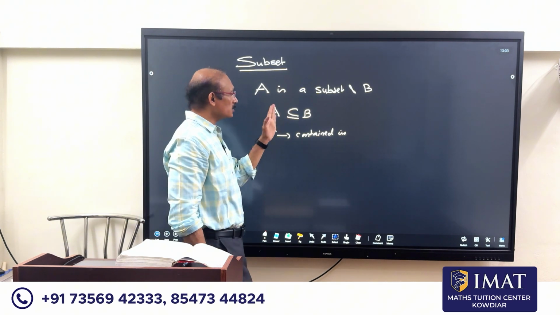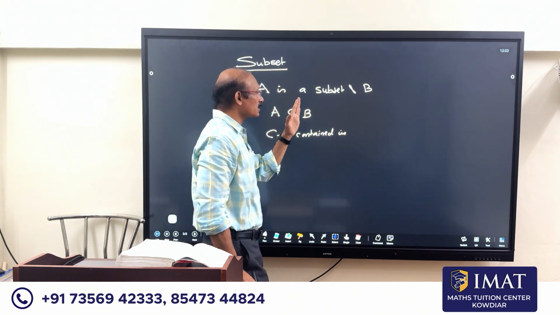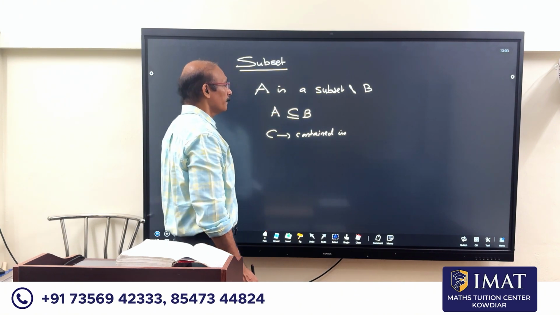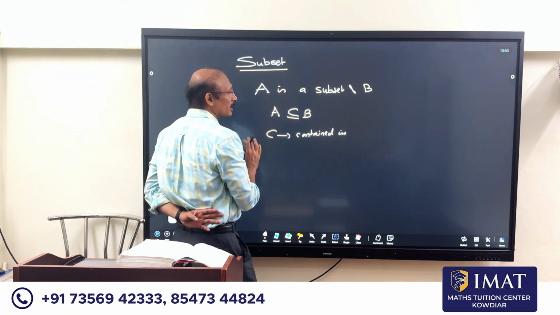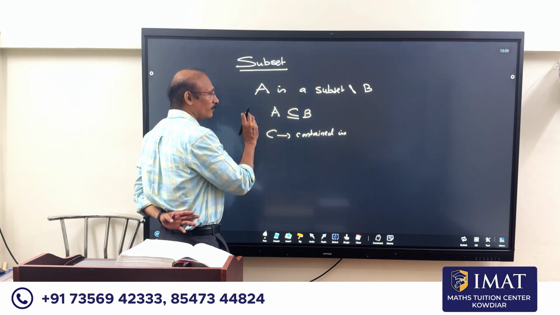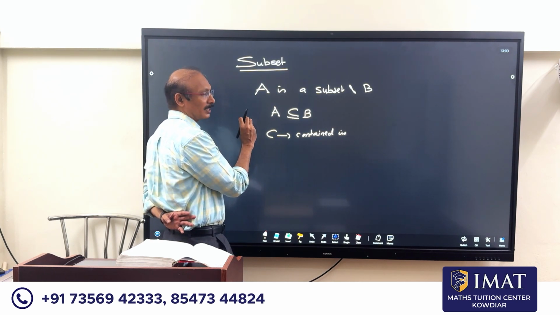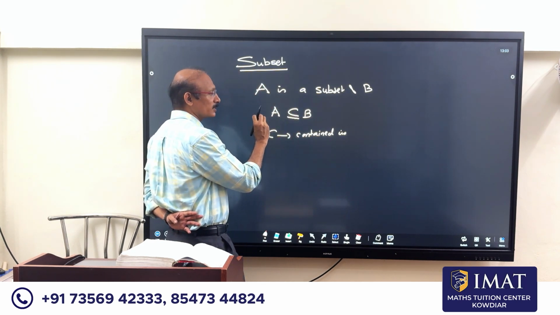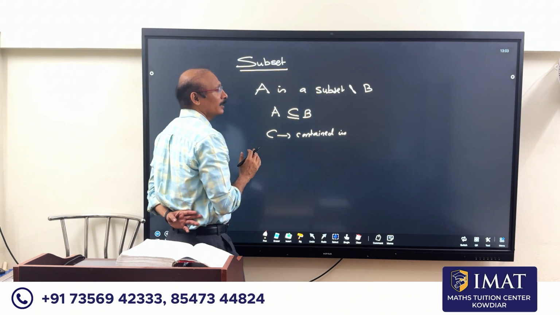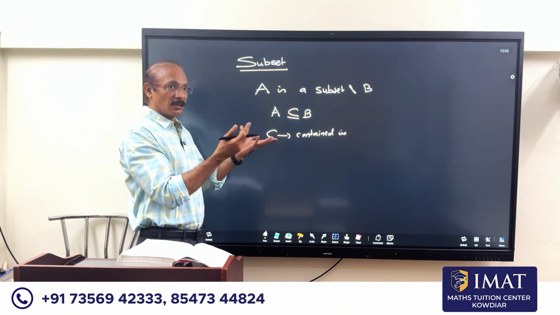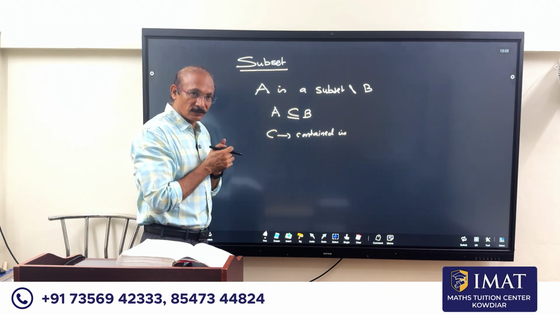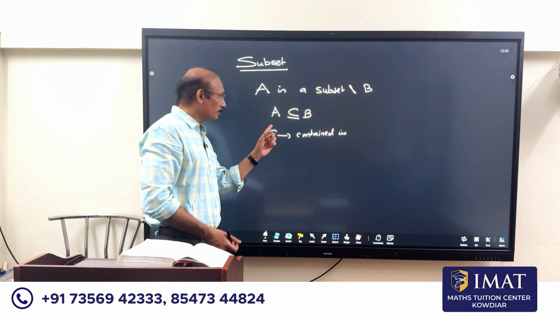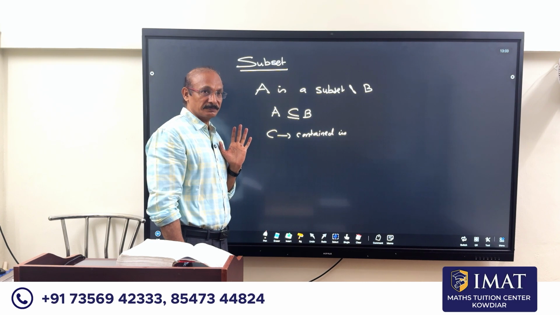What do you mean by saying like this? If you write like this, it means that A is a subset of B, or A is contained in B, right? Now, what do you mean by saying A is a subset of B? If all the elements of set A belong to set B, then you can say set A is contained in set B. Or in other words, set A is a subset of set B. And the symbolic representation for this is this.